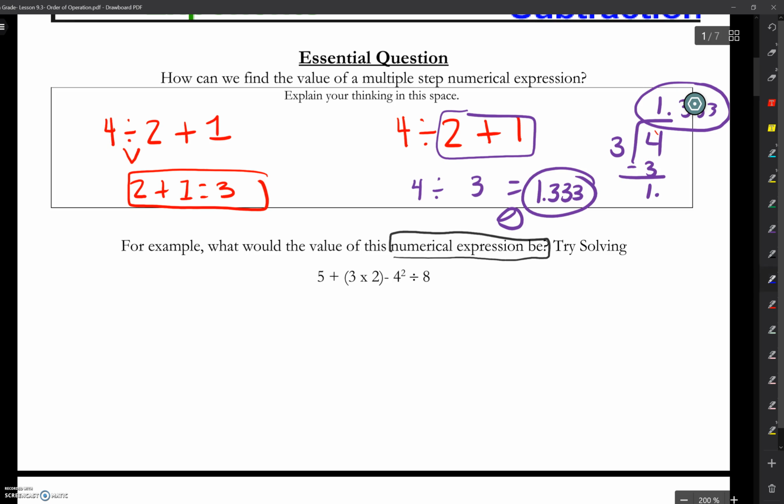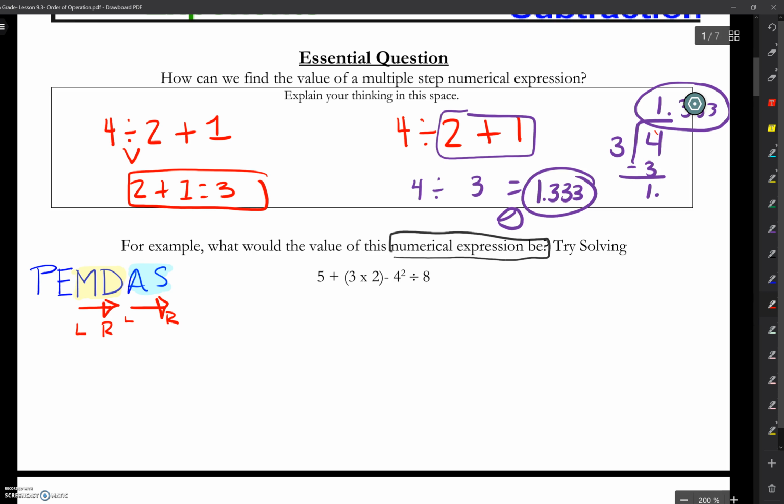Well, I would use the order of operation, which says parentheses, exponents, multiplication, division, addition, and subtraction. But I'm going to do something a little bit different than what you probably learned. I'm going to highlight multiplication and division, and then I'm going to highlight addition and subtraction, because this means whichever comes first from left to right. So here's left, here's right, here's left, here's right, whichever comes first.